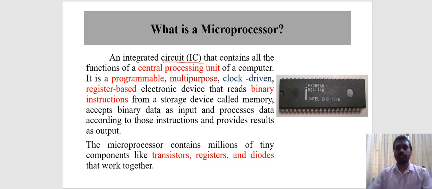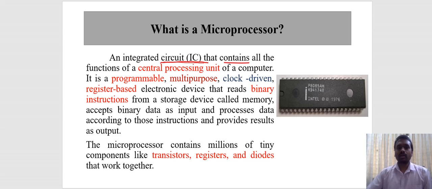First, let us see the definition of a microprocessor. What is a microprocessor? First of all, a microprocessor is an integrated circuit, shortly known as an IC. You can see the diagram of an IC which is placed on your right-hand side. It is known as an integrated circuit. So basically it is a plastic material surrounded by some metal pins, right? So it is an integrated circuit.